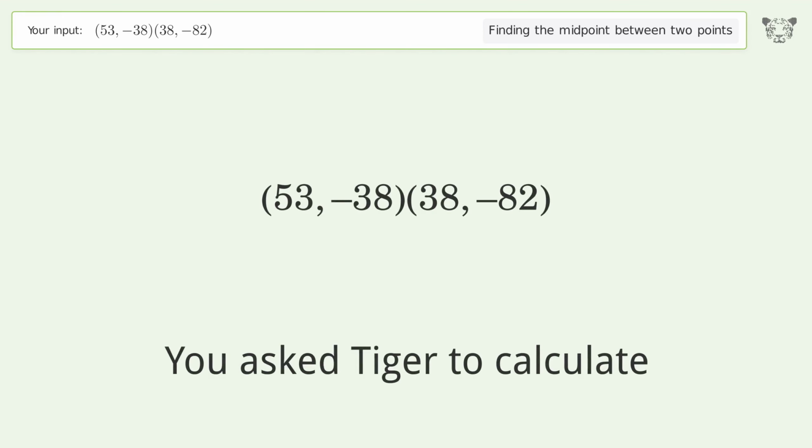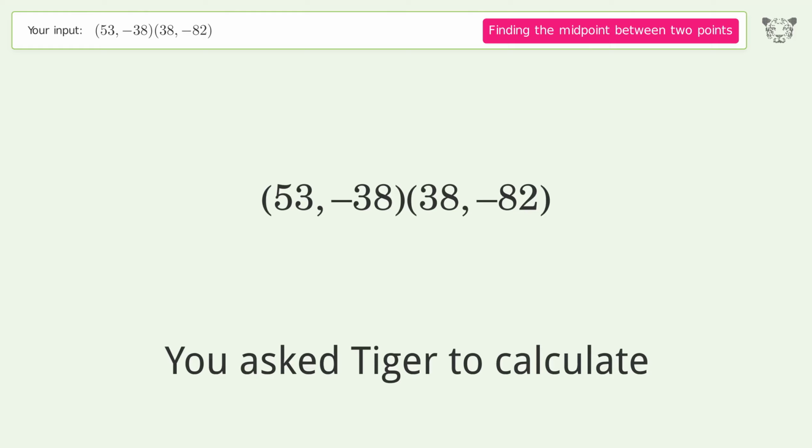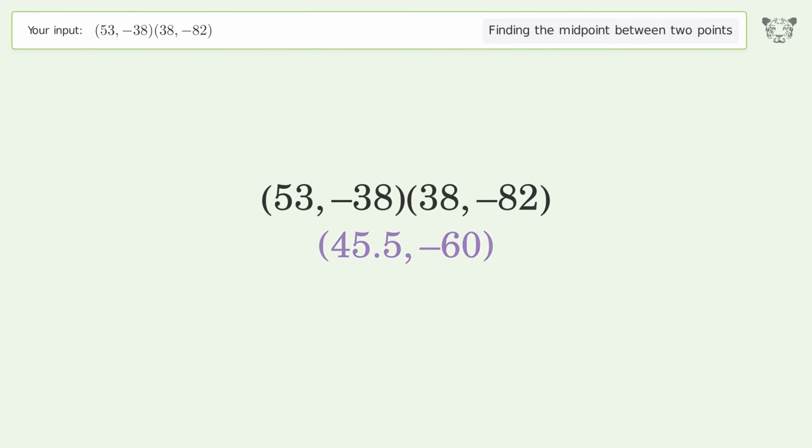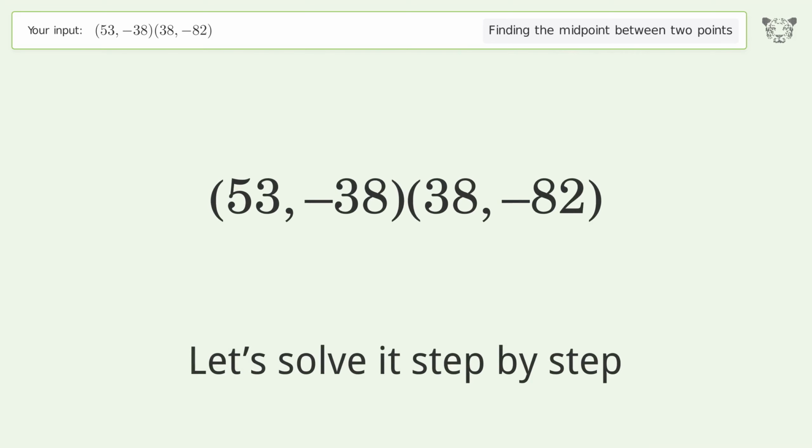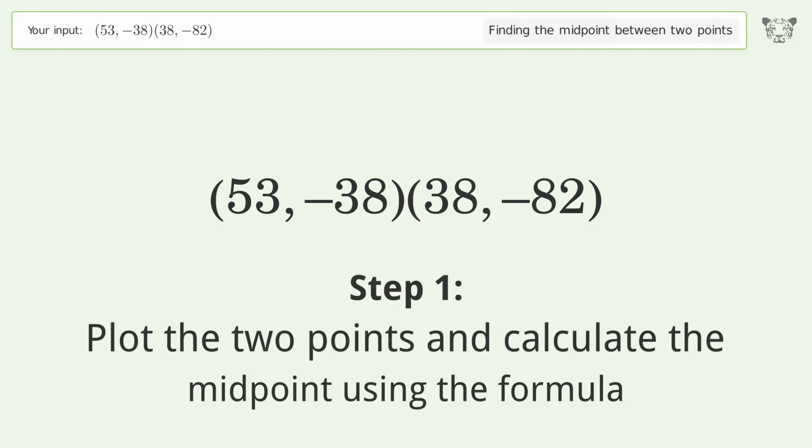You ask Tiger to calculate. This deals with finding the midpoint between 2 points. The midpoint between the 2 points is 45.5, negative 60. Let's solve it step by step. Plot the 2 points and calculate the midpoint using the formula.